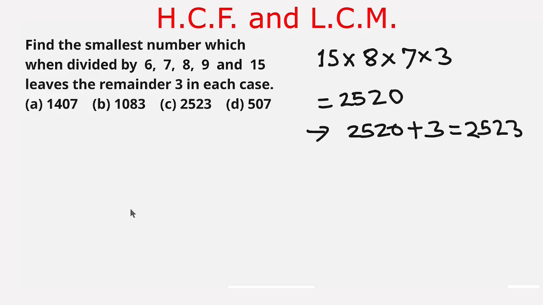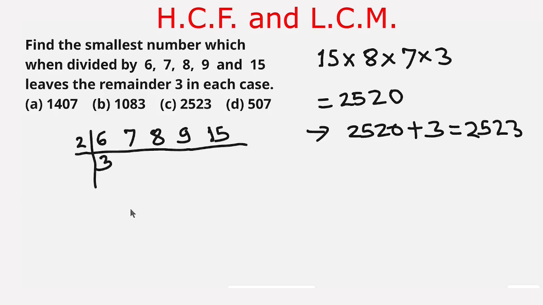2523. I hope you have understood this shortcut method, but we will solve it by common division method as well. So we write all these numbers 6, 7, 8, 9, 15. We divide by 2. 2 divides 6 for 3 times. We write 7 as it is. 2 divides 8 for 4 times. We write 9 as it is and 15 as it is, because these numbers are not divisible by 2.